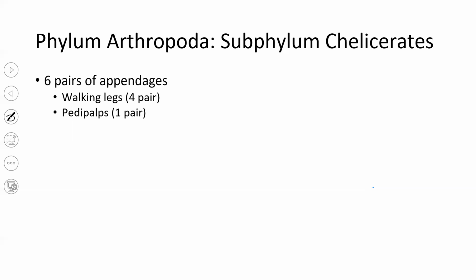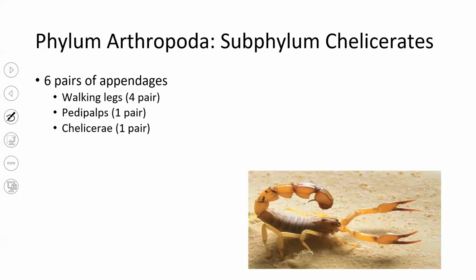Scorpions fall into this, and their pedipalps are pinchers. I think there's a picture in a minute of them. And then they also have one pair of chelicerae, which is how they get their name, the chelicerates. Those are pinchers or fangs. So spiders have fangs. There's your scorpion.